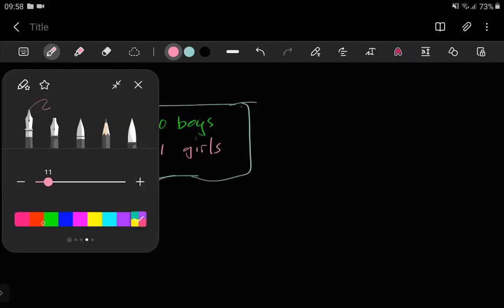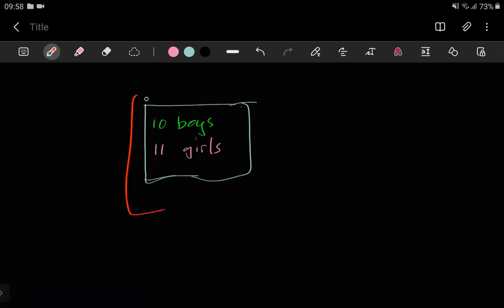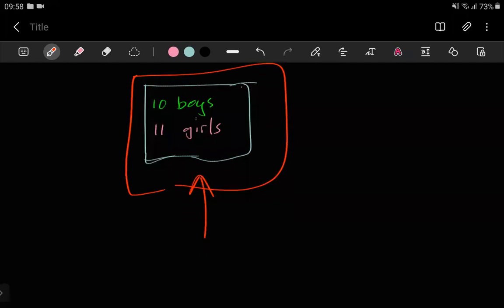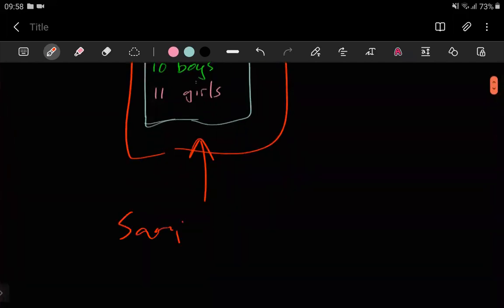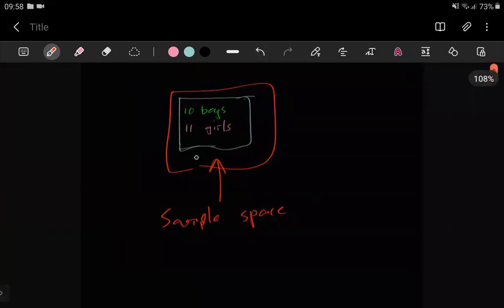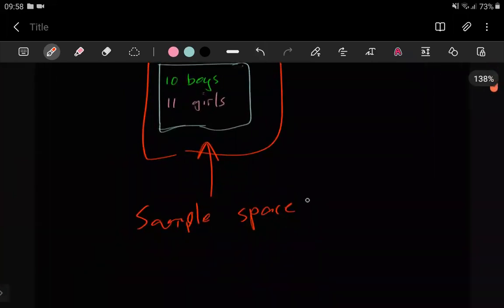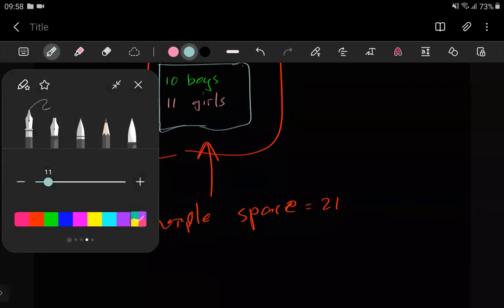Everything that we have here, we can refer to as the sample space. So if we're dealing with people, our sample space is equal to 21 because there's 10 plus 11 people, which is 21. That's our sample space. That's everything that we have in total. So within this sample space, we can have different probabilities.